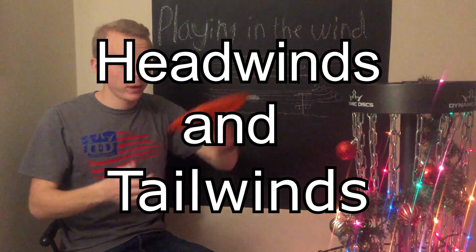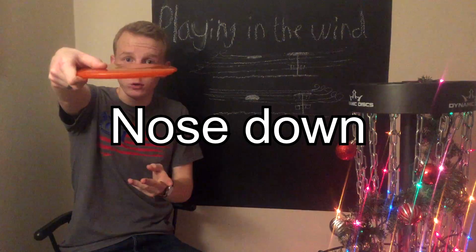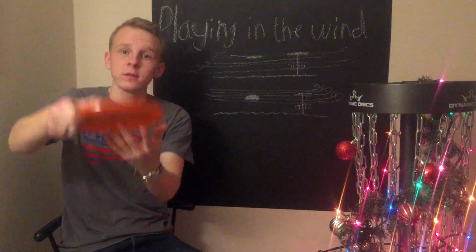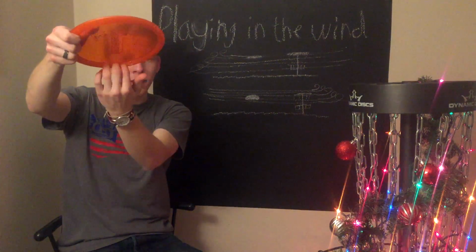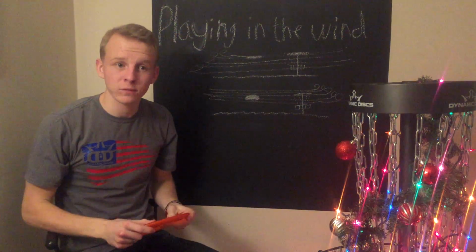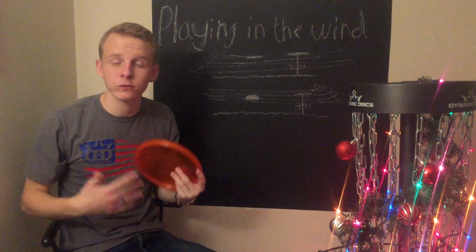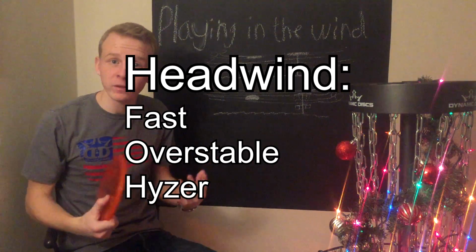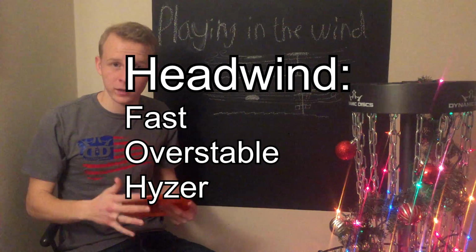When I'm throwing in a headwind, the first thing I focus on is keeping the nose down, because as soon as I have the nose up, the disc is going to rise, and the bottom edge of the disc here is going to act like a brake, slowing it down and robbing me of distance. Now in a headwind, as far as shot selection, I'm going to throw a fast, overstable disc on a hyzer.